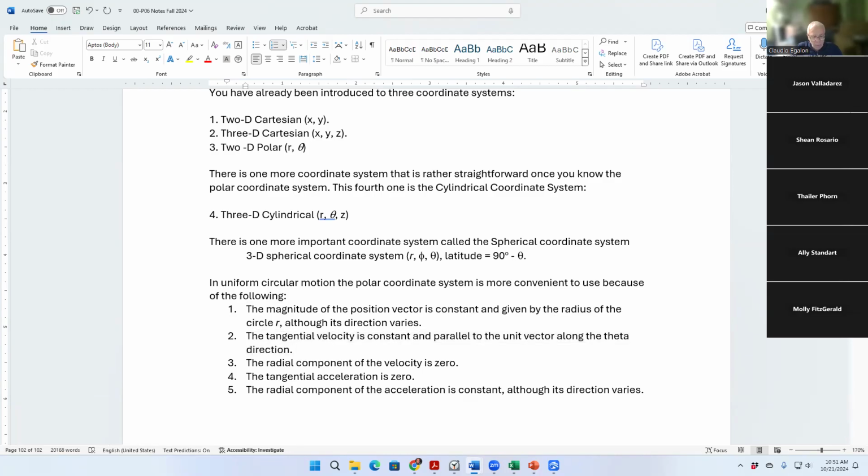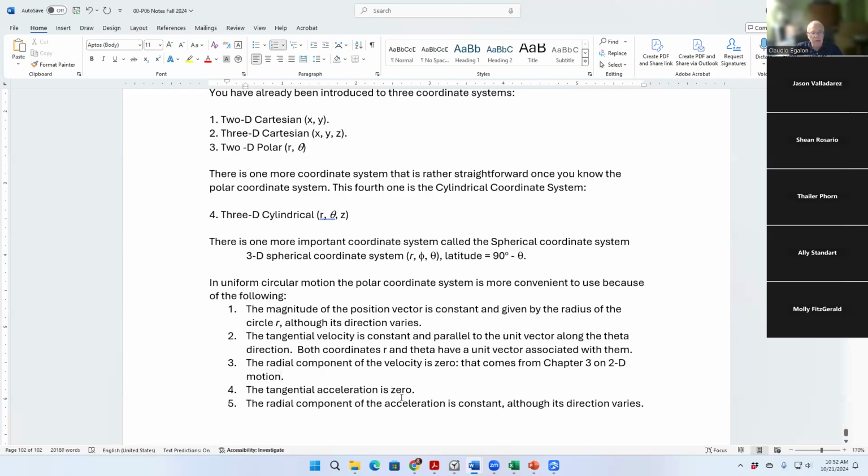Recall both coordinates r and theta have a unit vector associated with them, okay? The radial component of the velocity is 0. Yeah, that comes from chapter 3, right? Chapter 3 on 2D motion.